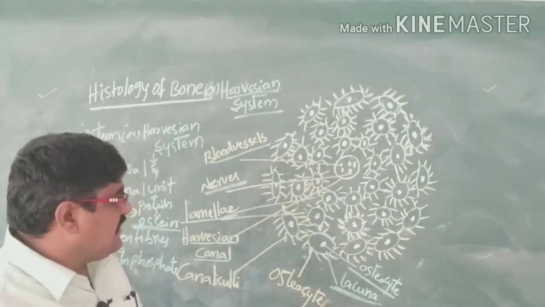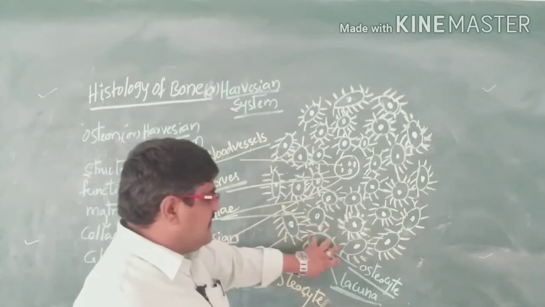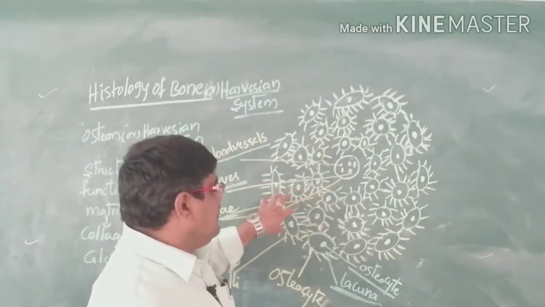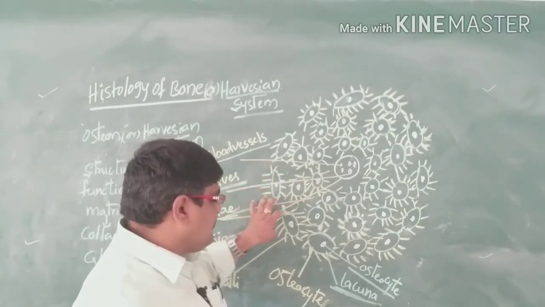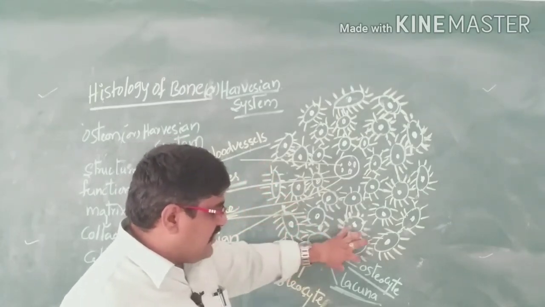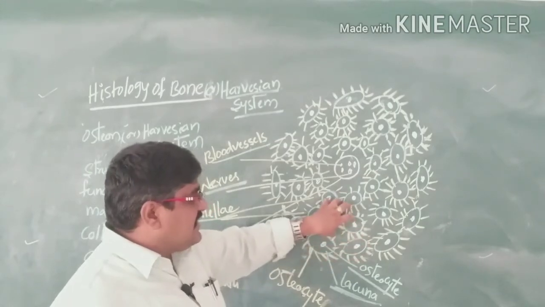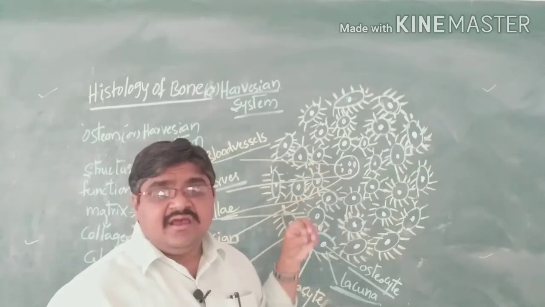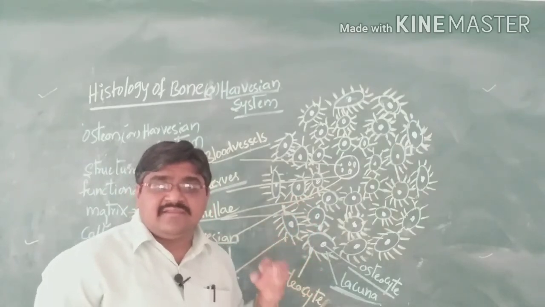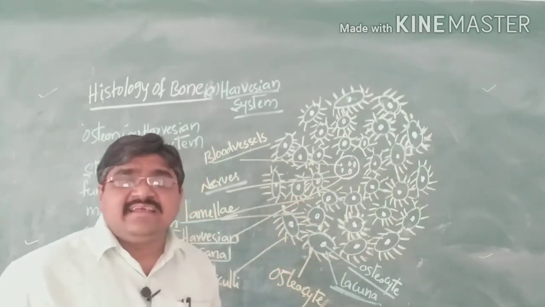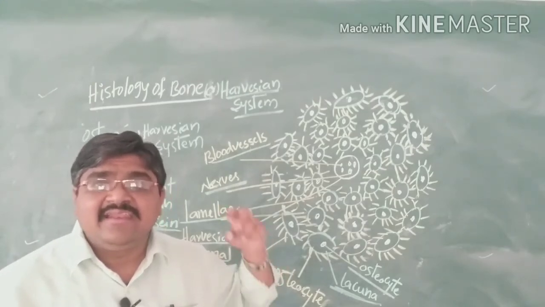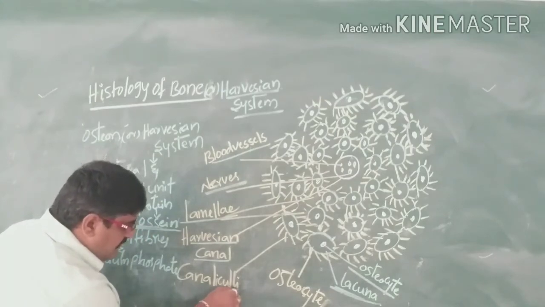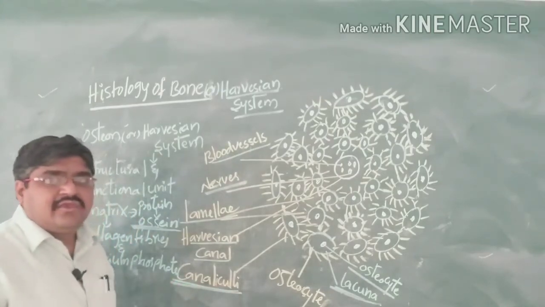Coming to these osteocytes, the concentric rings present contain the lacunae, and the lacunae have osteocytes. So one concentric ring, that means one lamellae, is interconnected to another lamellae with fine hair-like structures, which we call canaliculi.